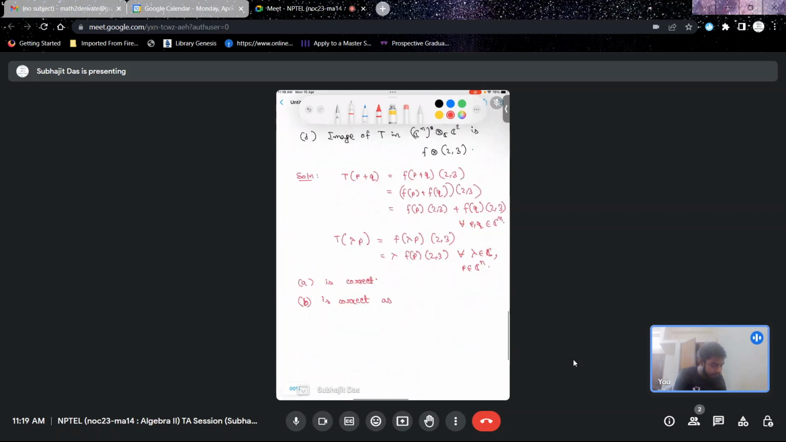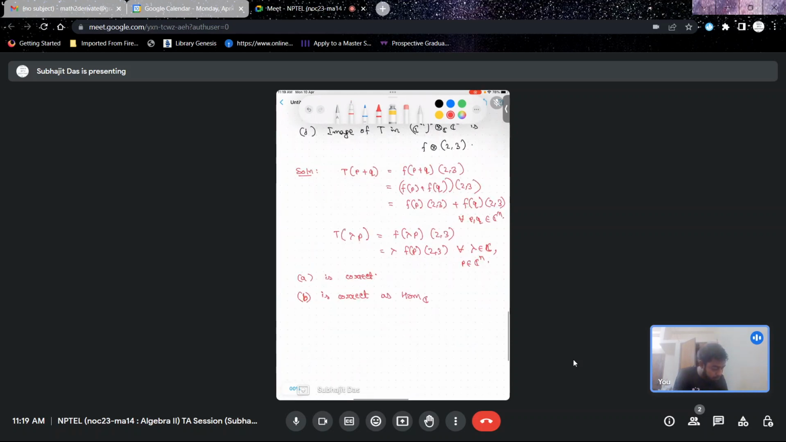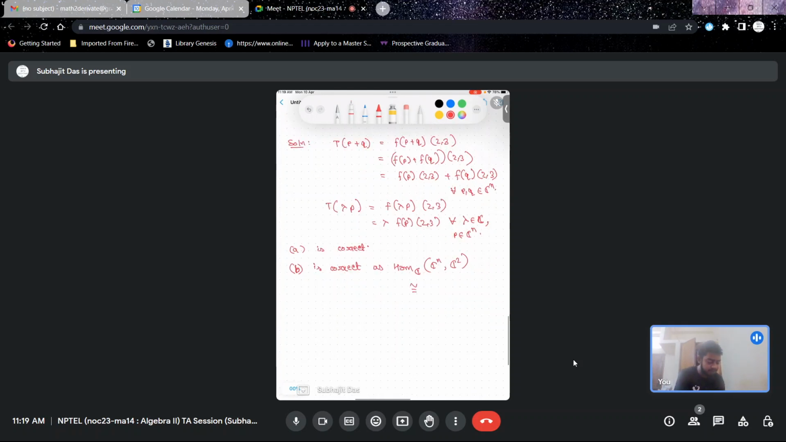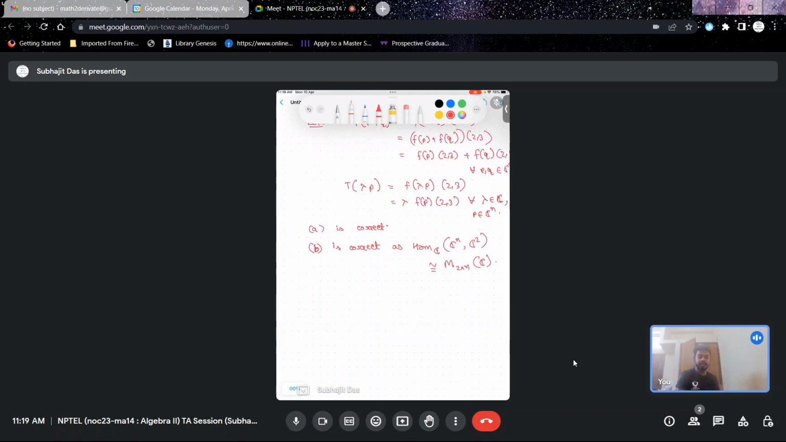as we already know from elementary linear algebra that Hom_C(Cn, C2) is isomorphic as a C vector space to the space of all linear maps from Cn to C2, which means that you are looking at matrices, right? You are looking at 2 cross n matrices. I forgot what the notation was, but I guess it is M_{2×n}(C), right? So the dimension is clearly 2n.